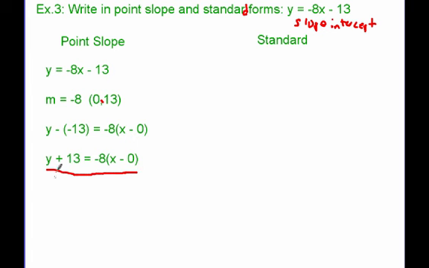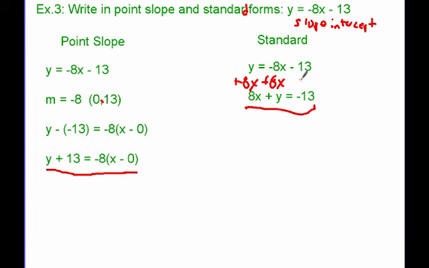I know this looks kind of weird, but we don't have to fix it at all. This is the answer in point-slope form. Now to go to standard form, once again, start out with y equals negative 8x minus 13. And I know that I want to get my constant by itself on one side. So all I'm going to do is add 8x to both sides of my equation. And I end up with 8x plus y equals negative 13. That's it. That is the answer in standard form.